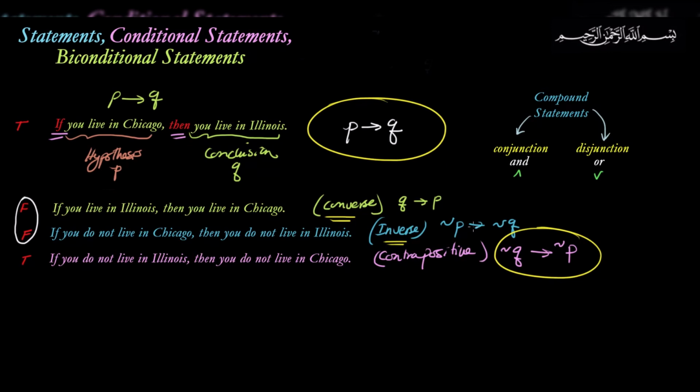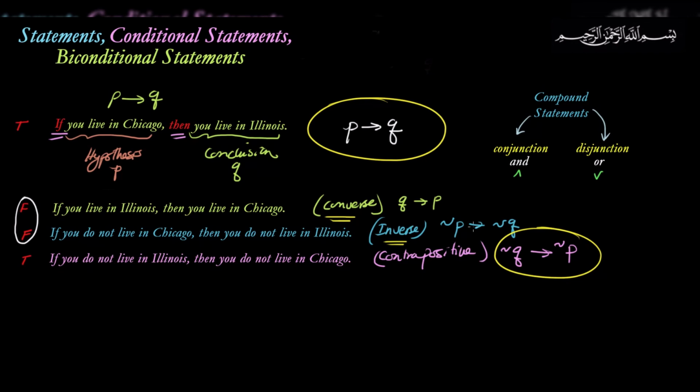But one thing that we have to appreciate is that the original conditional statement and contrapositive are like best buddies. They are either both true or they are both false. They both go in the same direction. And in the same way, the converse and the inverse are like best buddies. Either they are both true or they are both false.